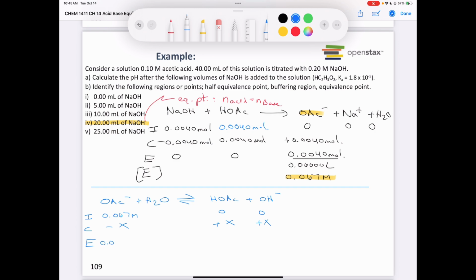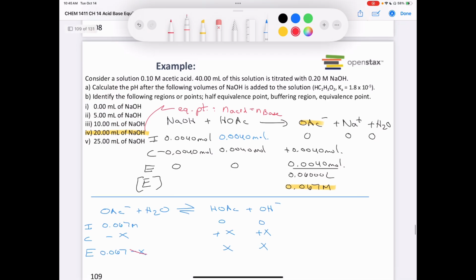And at equilibrium, we have 0.067 minus X. Here we have X and X. We're going to assume that we could ignore the X. And of course, you can check that, but we're just going to make that assumption for now. And I can tell you I've already done the problem, so it's going to work out.